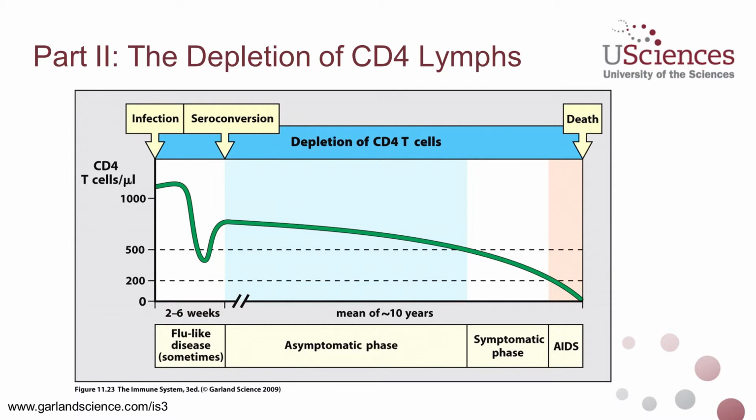It's often at this point that people first become aware that they could possibly have an infection, because up to this point, you have a basically healthy immune system. And once this symptomatic phase kicks in, if there's no treatment, then it will continue to deplete. And once the cell count goes below 200 CD4 T lymphs per microliter of blood, we now call this the full-blown AIDS disease, acquired immune deficiency syndrome.